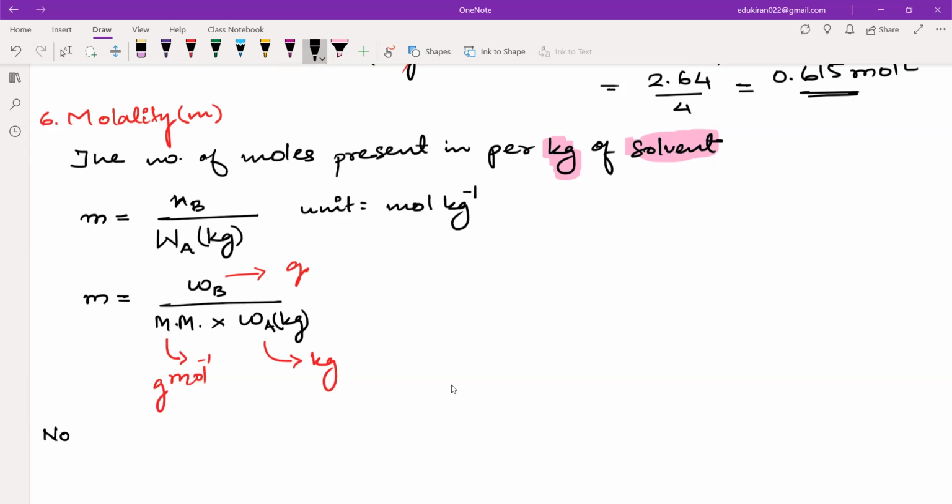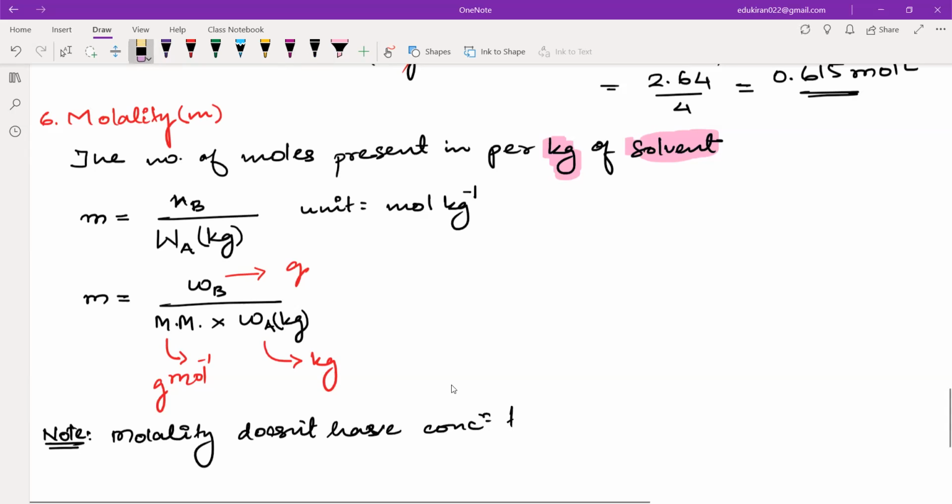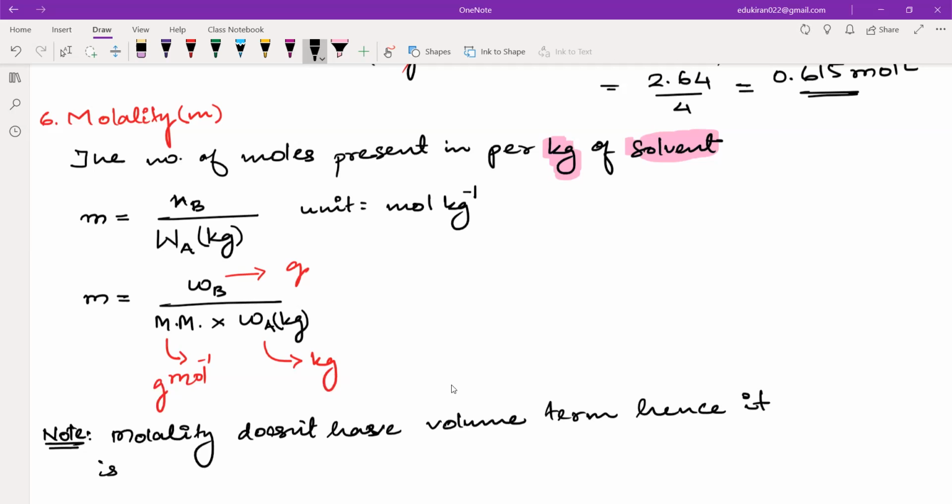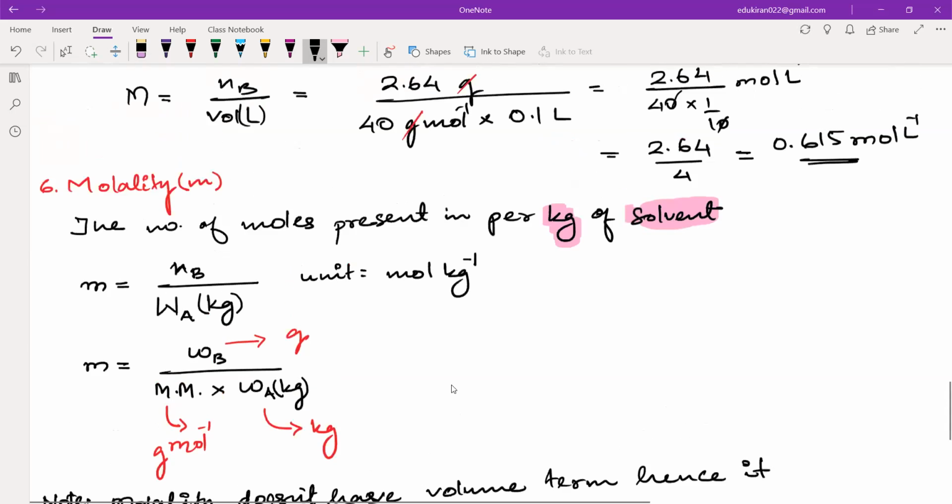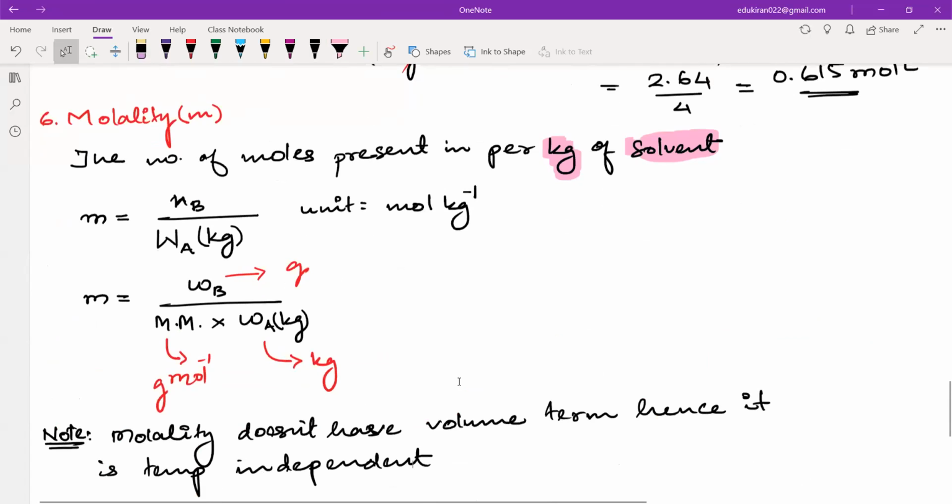Now, one more note that you can write. This is the main advantage of molality over molarity, that molality doesn't have a volume term. Hence, it is temperature independent. Molality does not have a volume term, and hence it is temperature independent.